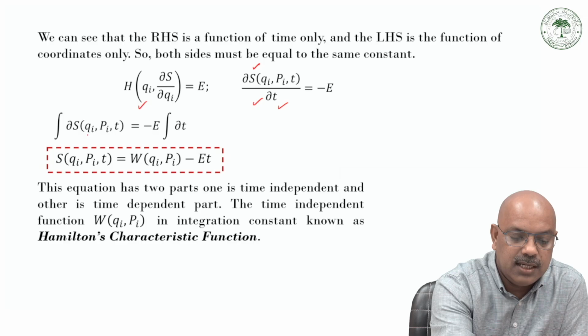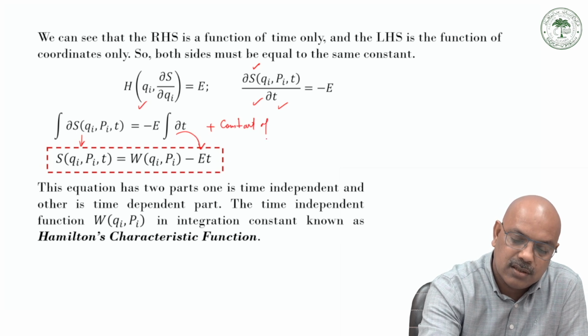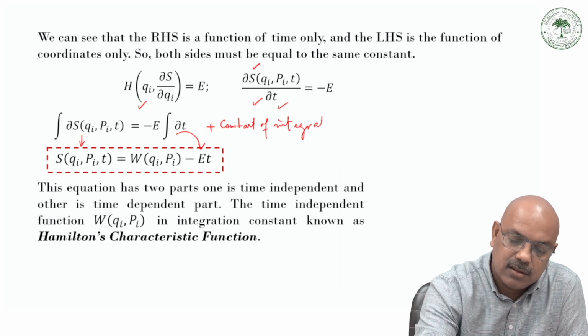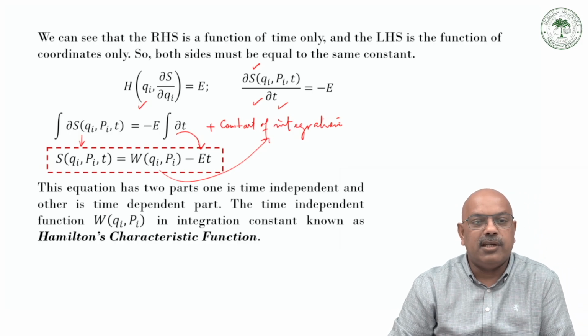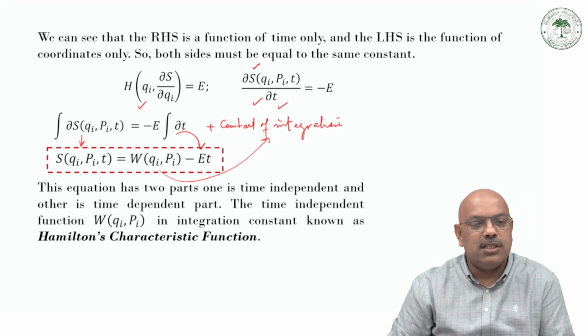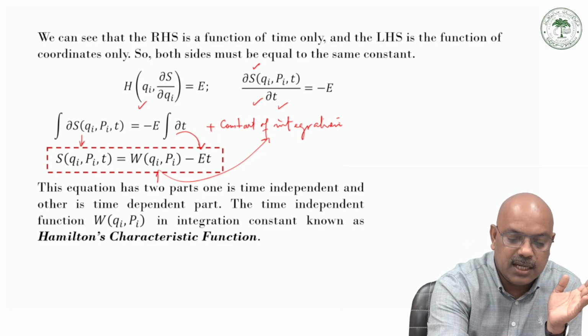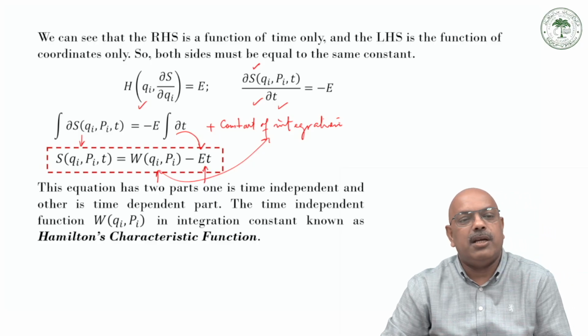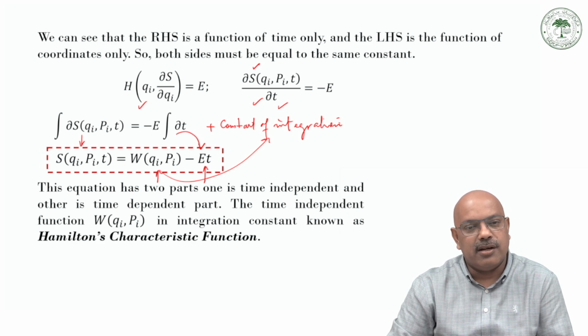Okay, so now I can integrate this, over dS and dt. From here I'm going to get this F, and this quantity is Et, and some constant of integration, that is my W, which is known as the Hamilton characteristic function. So this equation has two parts: one is the time independent part, and the other is the time dependent part. The time independent function, which is the integration constant, is known as the Hamilton characteristic function.